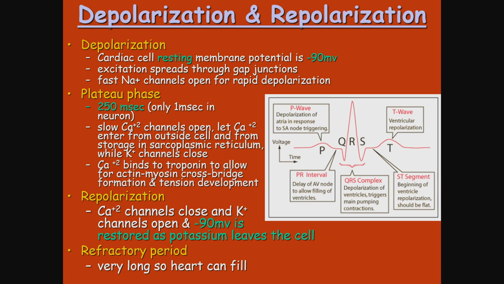Then you have repolarization. That's when the calcium channel is going to close and then potassium channels open. And the -90 millivolts is restored as the potassium leaves. So you're going to get back to your resting. Then we have something called the refractory period, and it is very long so that the heart can actually fill up with blood again.